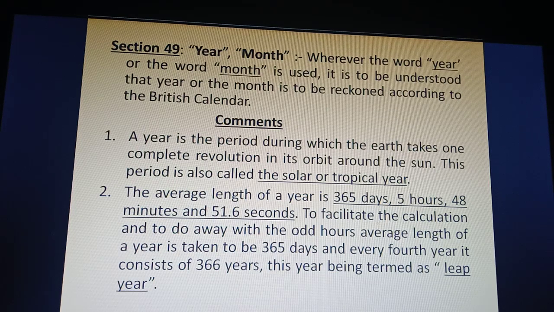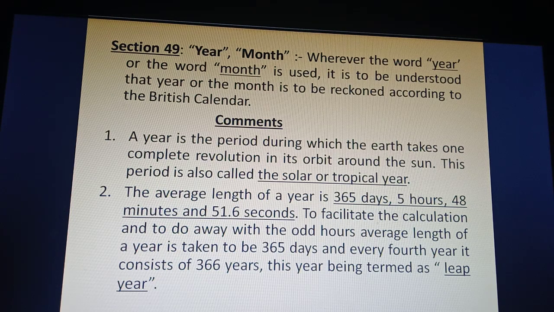So it is very important for us to know how a year is made out. Basically, a year is a period during which our Earth takes one complete round in its orbit around the Sun. And this period is called the solar or tropical year. And it is very important for us to know, for general knowledge, that the average length of a year is 365 days, 5 hours, 48 minutes and 51.6 seconds.